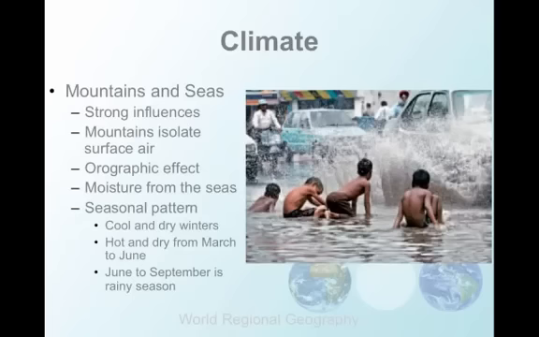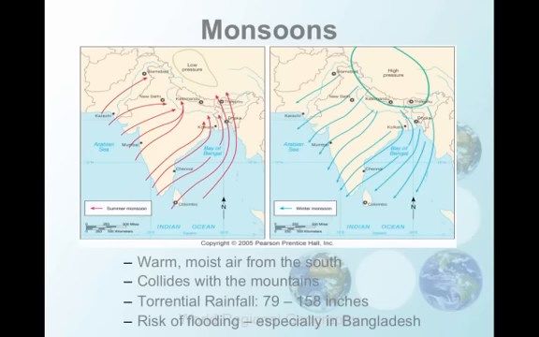Overall, the climate in the South Asia region typically is marked by cool and dry winters. It's hot and dry from March to June, and typically June to September is what's known as the rainy season. Here we have a figure that shows the monsoon weather patterns that are typical in the South Asia region, and this comes from your textbook.